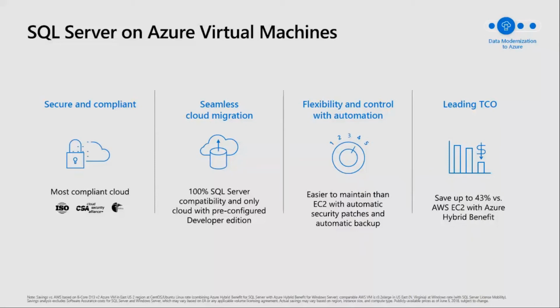Secure and compliant, seamless cloud migrations are supported. Flexibility and control with automation is there. Automatic security patches and automatic backups are taken using the Azure SQL VM resource provider, which is not available on EC2. It also has leading total cost of ownership, which means you can save up to 43% versus EC2 with the Azure hybrid benefit.